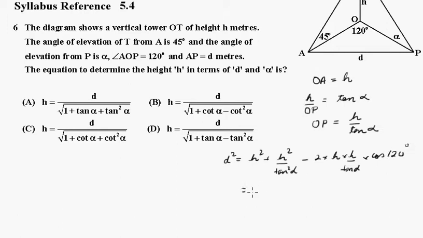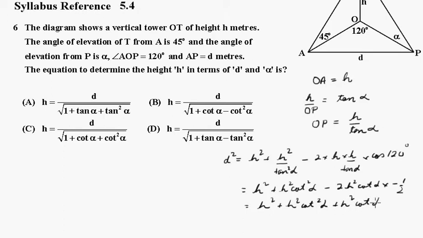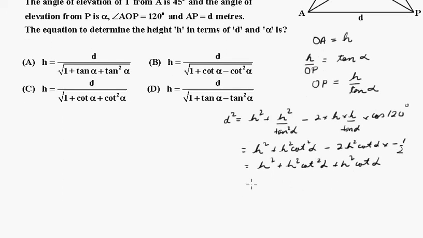Now I'll rewrite that as h squared plus h squared, and would make that a cot now, cot squared alpha, minus 2 h squared cot alpha. And of course the cos of 120 is negative a half. So tidying all that up, we get h squared plus h squared cot squared alpha. Now this becomes a plus, and the 2's cancel, plus h squared cot alpha. Taking the h squared out as a common factor, we get h squared outside of 1 plus, let's put this in this order, cot alpha plus cot squared alpha.